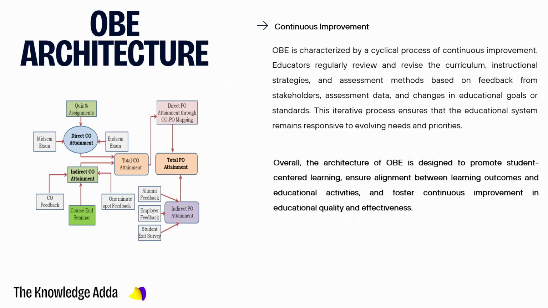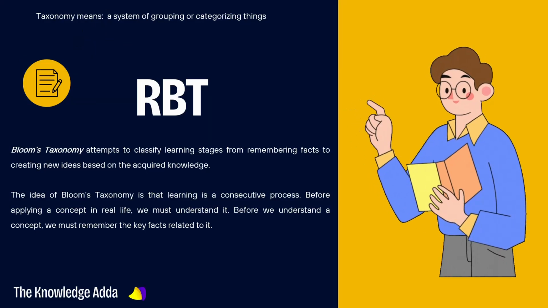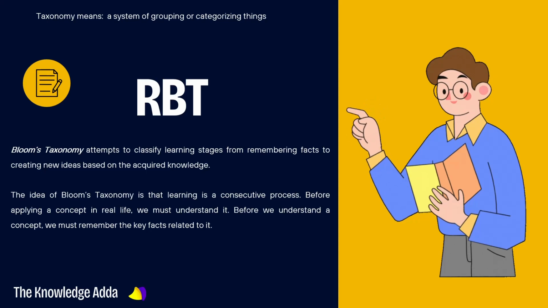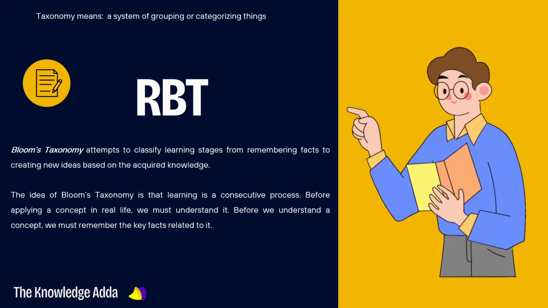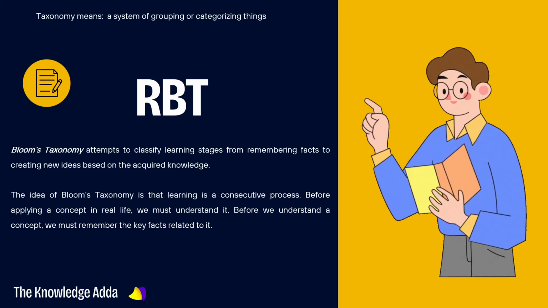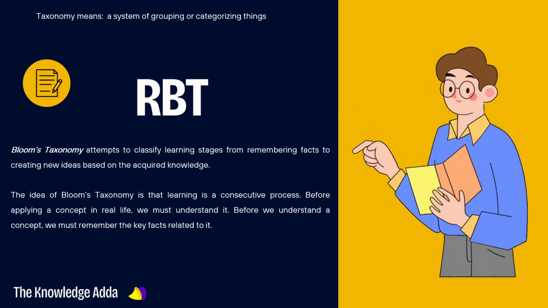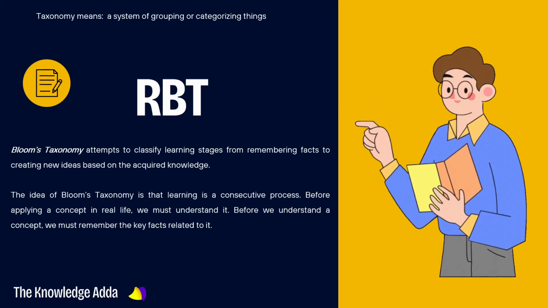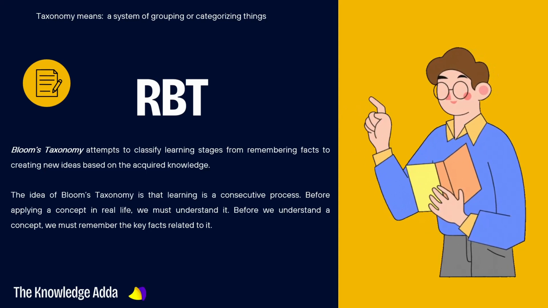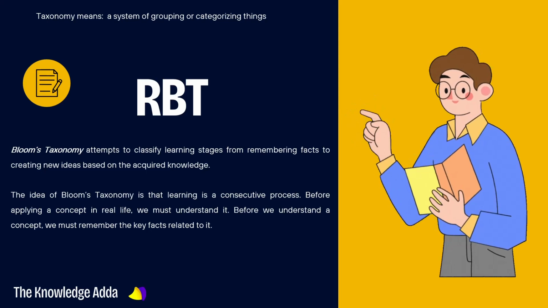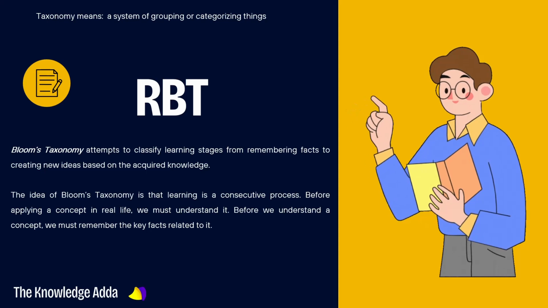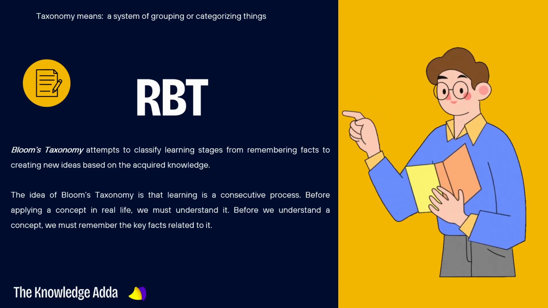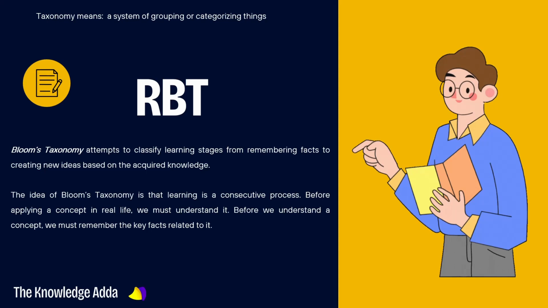Okay, so we have already discussed. Now, talking about one of the most important things, that is RBT. RBT means revised Bloom taxonomy, and the most time RBT levels are used when you are designing a question paper. So taxonomy means a system of grouping or categorizing things. Bloom taxonomy attempts to classify learning stages from remembering facts to creating new ideas based on the acquired knowledge. So the idea of Bloom taxonomy is that learning is a consecutive process.